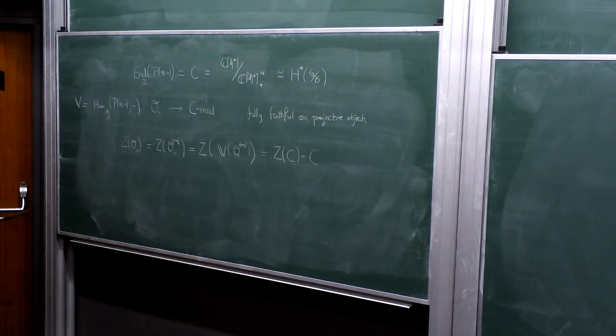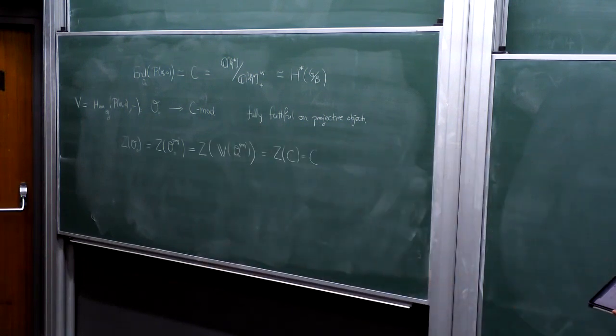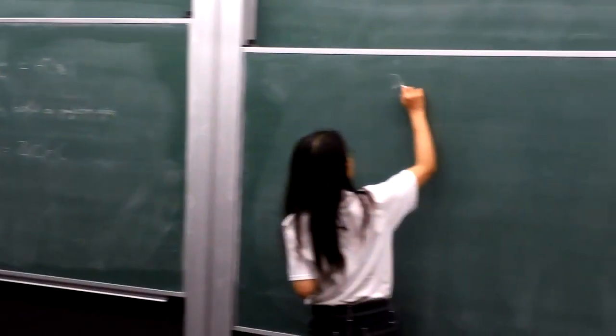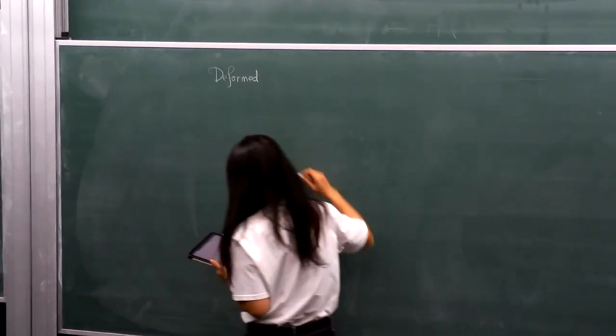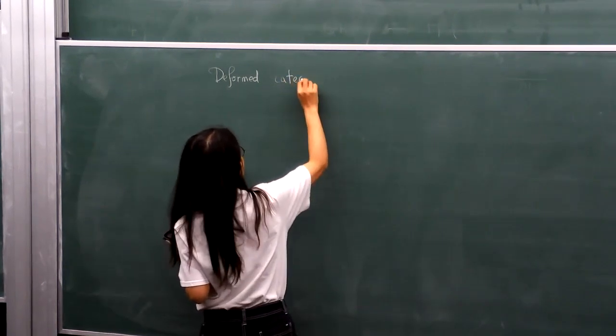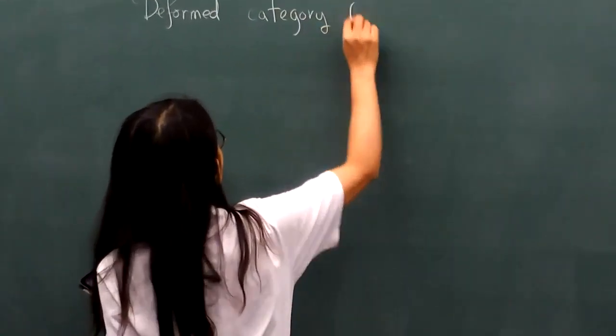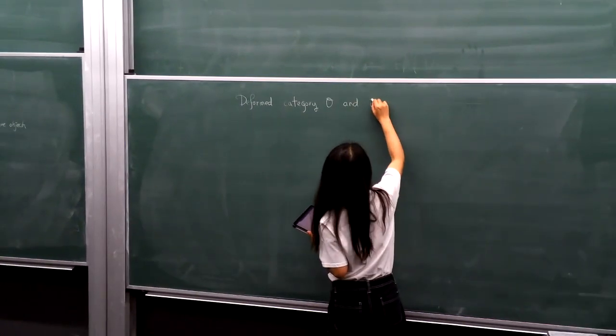And now I want to discuss the deformed version of this. It turns out the deformed version is easier to establish. And then if time allows, at the end, I will discuss the relationship. So I want to discuss the deformed category O and its center.